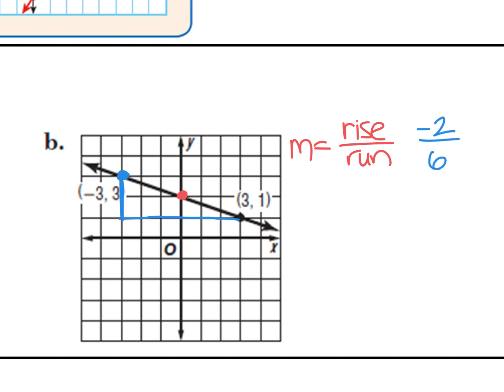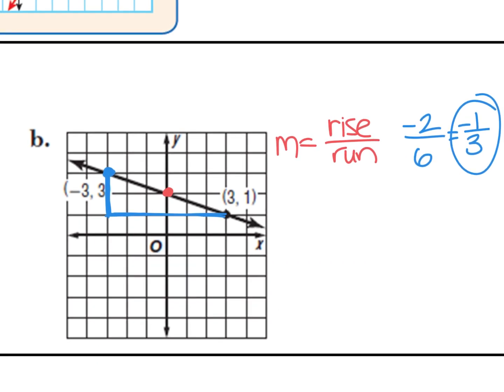So again, I'm kind of making a staircase, getting from one point to the next. So I went down 2, and then I went to the right 6. If you simplify this fraction, remember you can use your calculator to help you. Negative 2 divided by 6. Click second PRB, and you would get negative 1/3 as your slope.